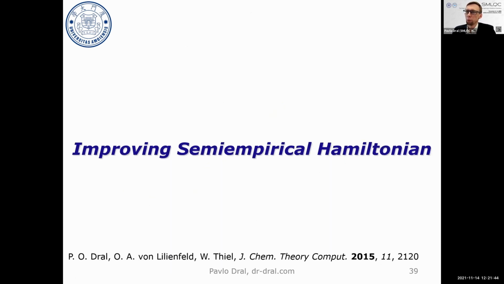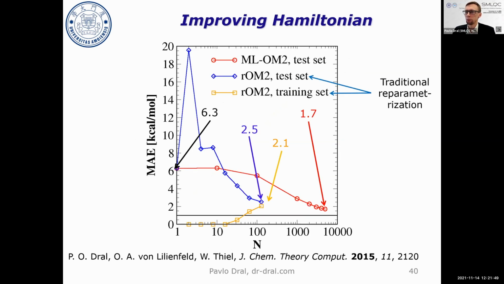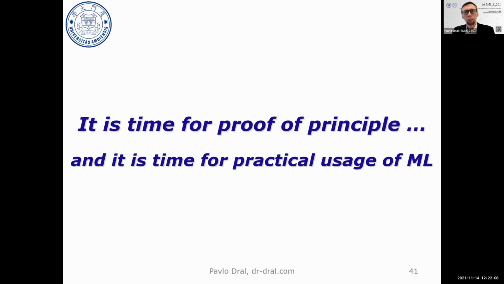Now, another proof of principle was that we can improve some empirical Hamiltonian itself and then use it to make more accurate predictions. That led to breaking the barrier of just reparametrizing some empirical methods, because reparametrization will not give you better accuracy after some time; you just stop improving your model. With machine learning, you don't have this limitation. And so there was a time for proof of principle, and now it is time for practical usage of machine learning. We are already at the stage where we can use it for practical applications.